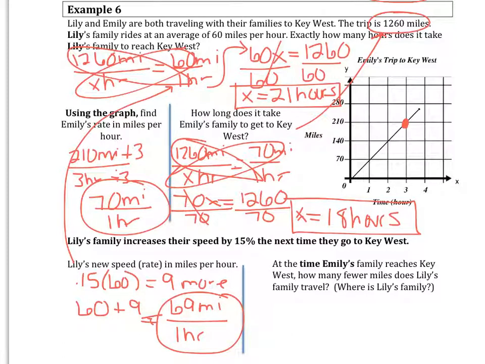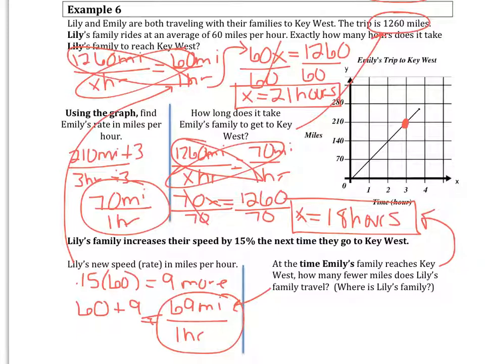So now it says, at the time that Emily's family reaches Key West, how many fewer miles does Lily's family travel? In other words, where is Lily's family in the trip? So remember, the time that it takes Emily's family is right here, 18 hours. So because we know the total distance is 1,260 miles, and so that was 18 hours later, now we need to figure out if Lily's family is now traveling 69 miles per hour, where would they be 18 hours into the trip?